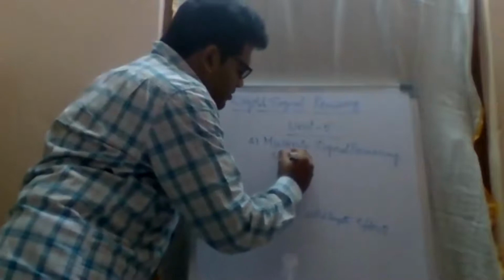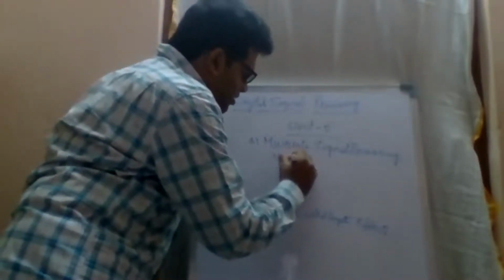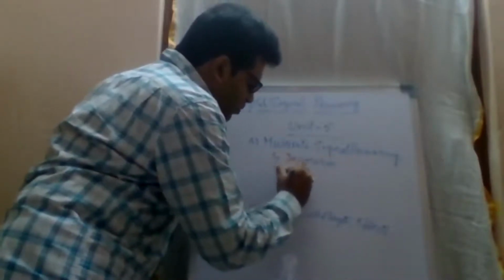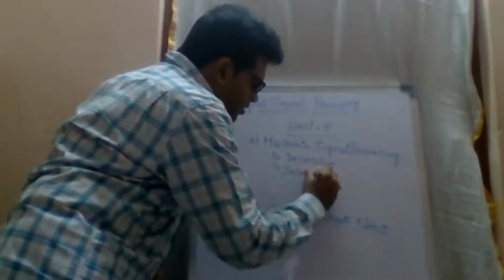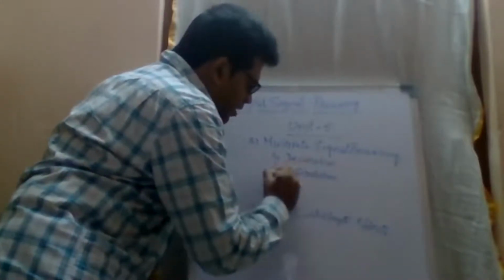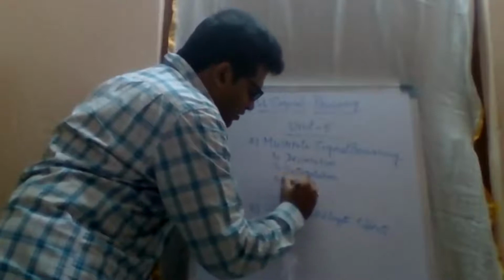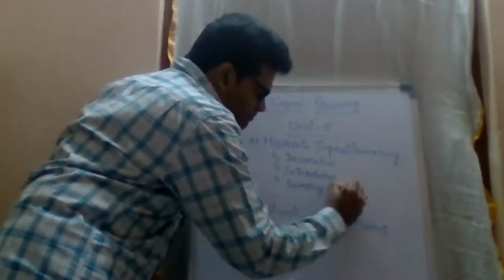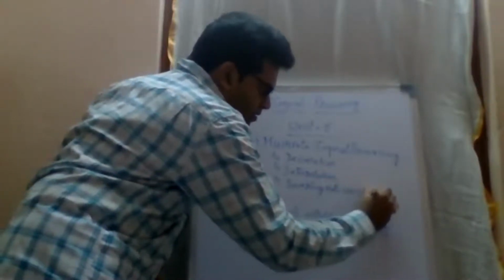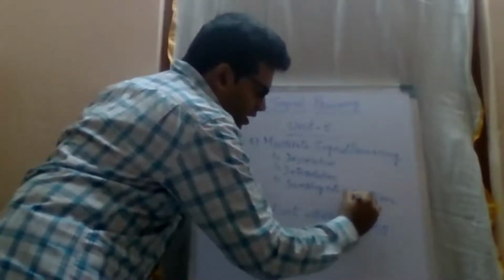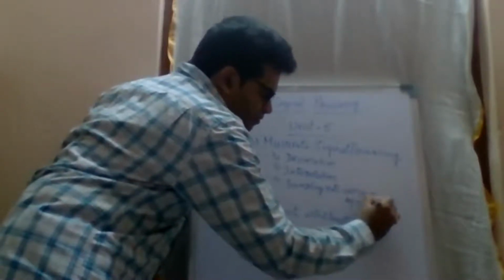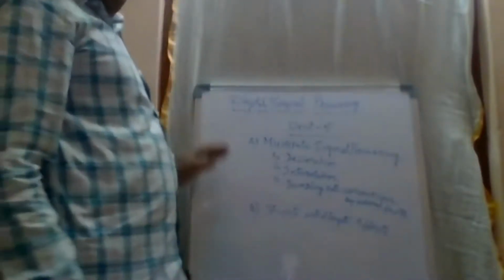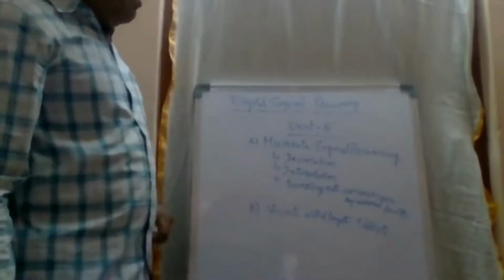So in multirate signal processing, we will be dealing with the concepts of decimation. Then we'll be dealing with interpolation, and we'll be dealing with sampling rate conversion, sampling rate conversion by rational factor. So these are the main topics that we will be dealing with in multirate signal processing.